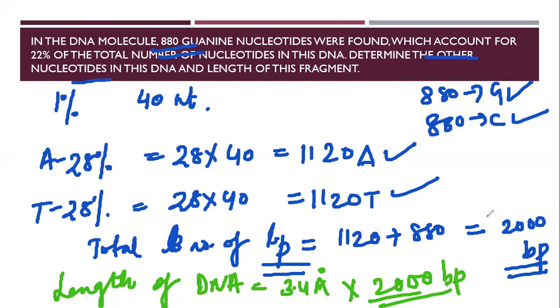And today we learned another new formula of Tm. So what is the formula? 64.9 plus 0.41 into percentage GC minus 500 by length of DNA. That is only to be used when the base pair is high. If it is a small DNA fragment, then you have to use the other formula, that is twice of A plus T plus 4 times of GC. Now it is clear.